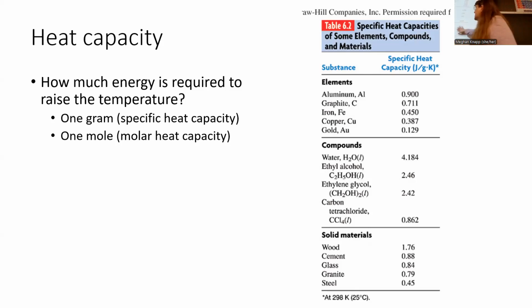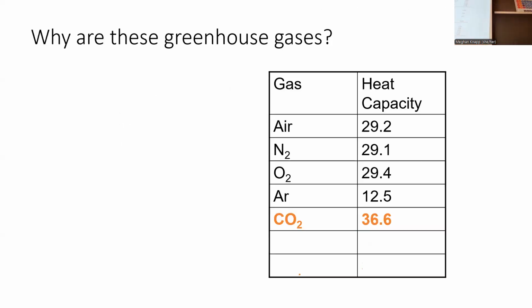All right, and then we have some solid materials. Wood, cement, glass, and granite, they're not pure things. They're made of mixtures of things. And so this is going to be dependent upon how much of that cement is made up of limestone and how much of it is made up of silica and that kind of thing. But these are some approximate numbers. Okay, so let's put all of that together with our air.